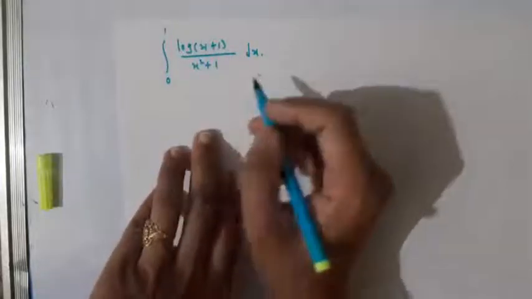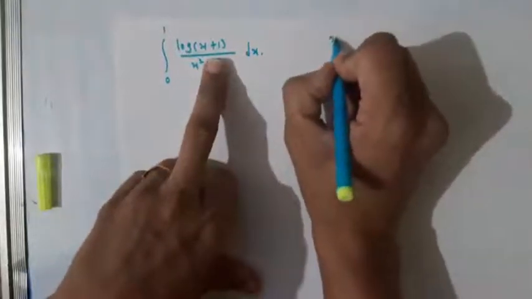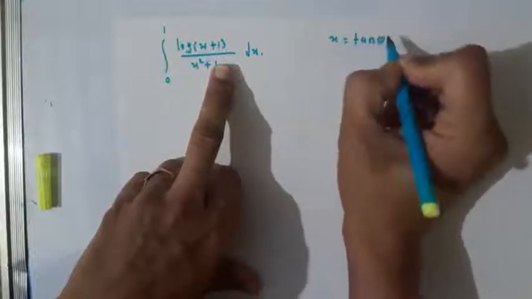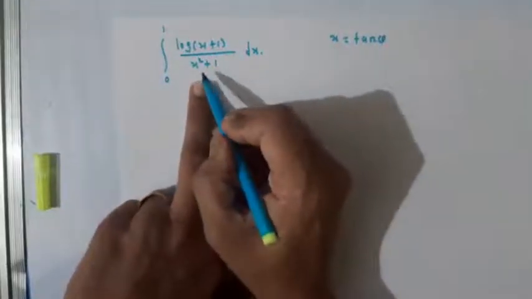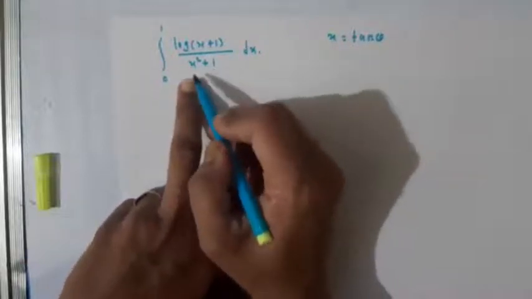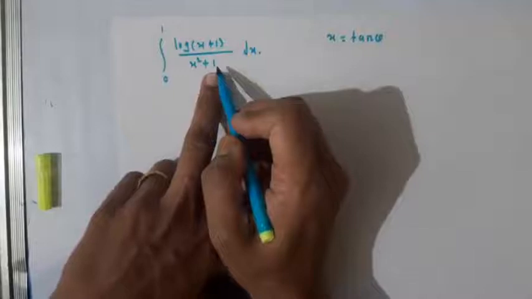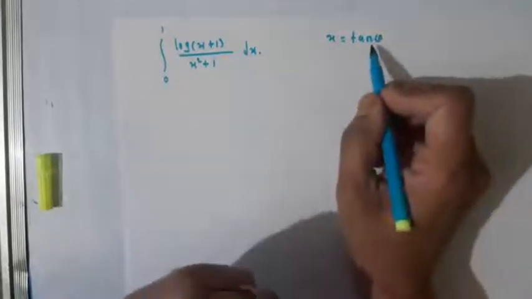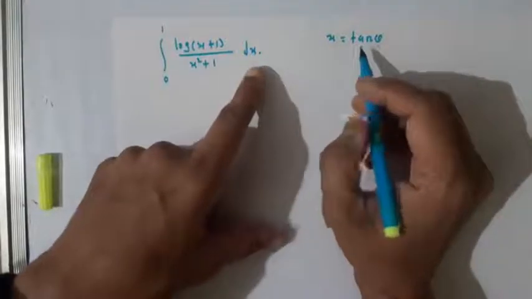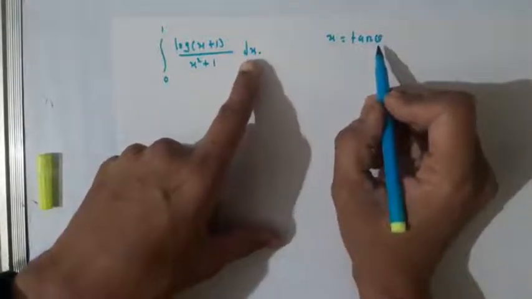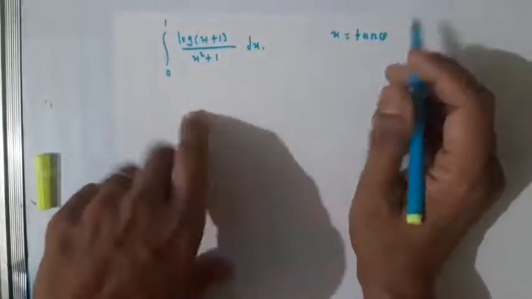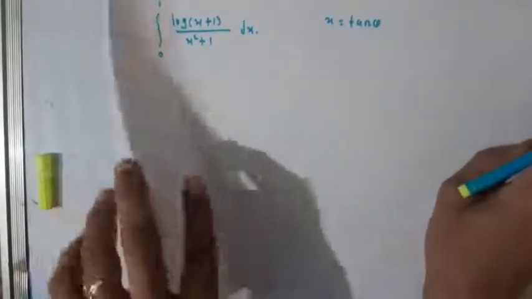Let us put x equal to tan theta, because here at the denominator there is 1 plus x square. And 1 plus tan square theta equals sec square theta, and the differentiation of tan theta is sec square theta, so dx will be sec square theta d theta. At the denominator there will be sec square theta, and that gets cancelled and our problem will be in simplified form.